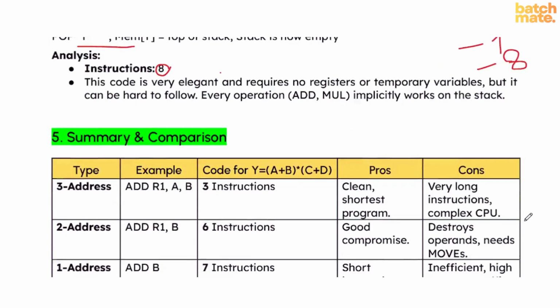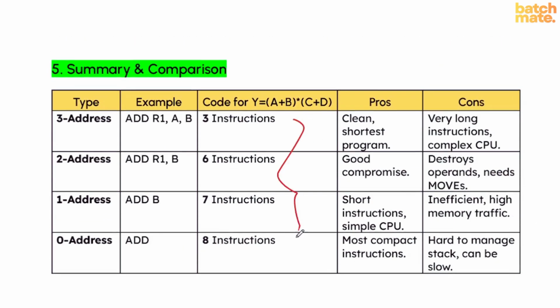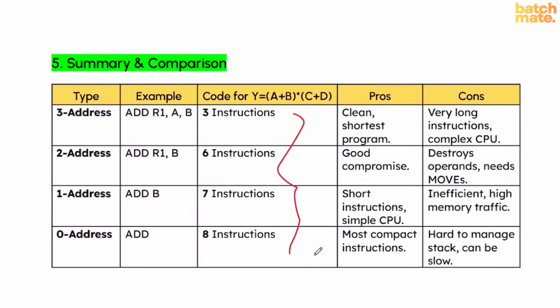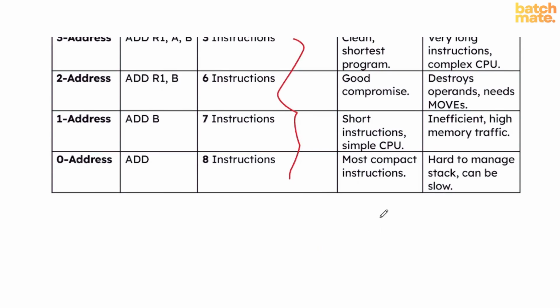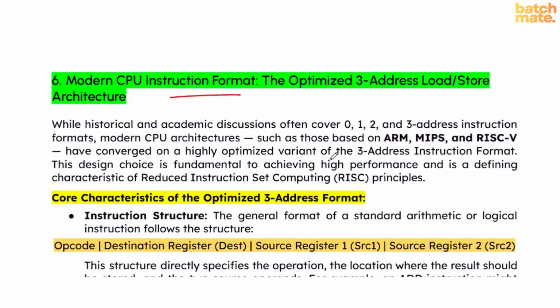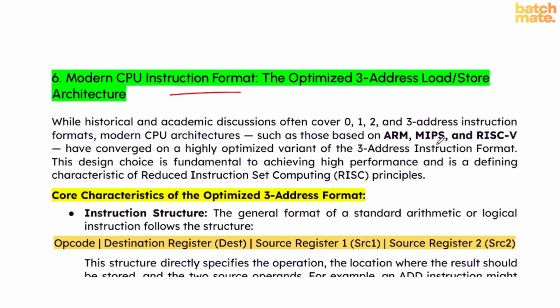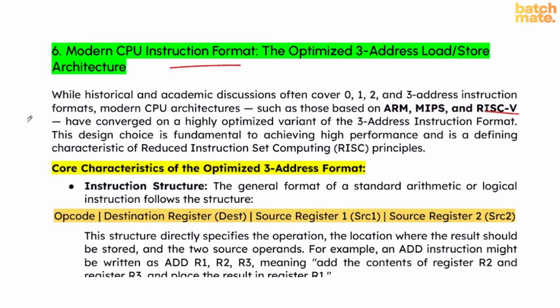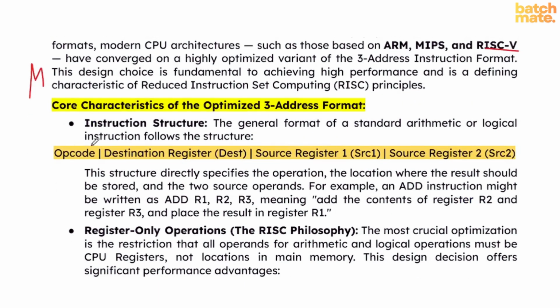Now, you might ask, which one does my iPhone or laptop use? The answer is none of them exactly. They use a modern hybrid. Modern chips, like the ARM chip in your phone or MIPS or RISC-V, realize something important. Registers are fast. Memory is slow. So, they use an optimized 3-address format. It looks like the rich kid format, add R1, R2, R3.